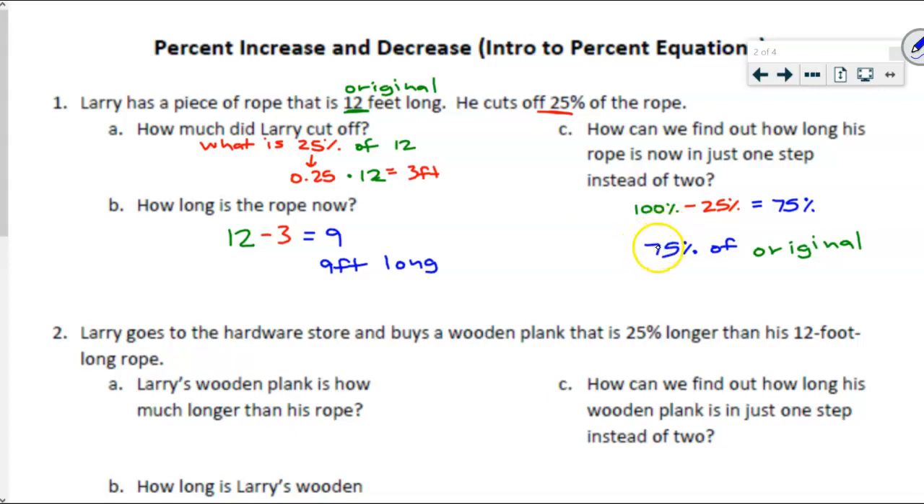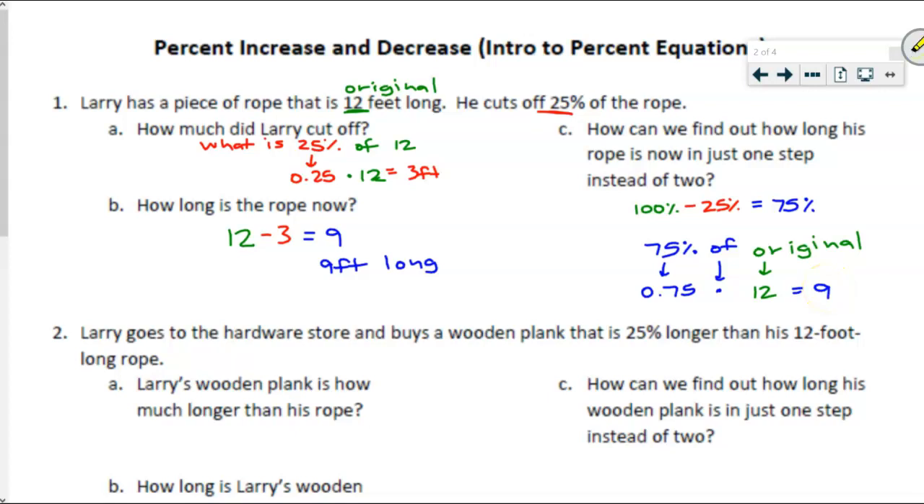If I want to do this in one step, 75% is 0.75. Of still means to multiply. And what is that original amount? 12. Type that into your calculator. 0.75 times 12 is equal to, Kale. Surprise, surprise. Same thing that we got before. It's 9 feet. But we did it in one step instead of 2.